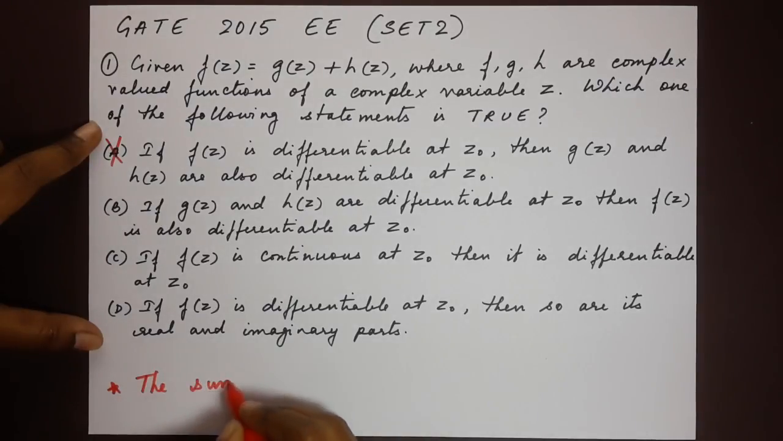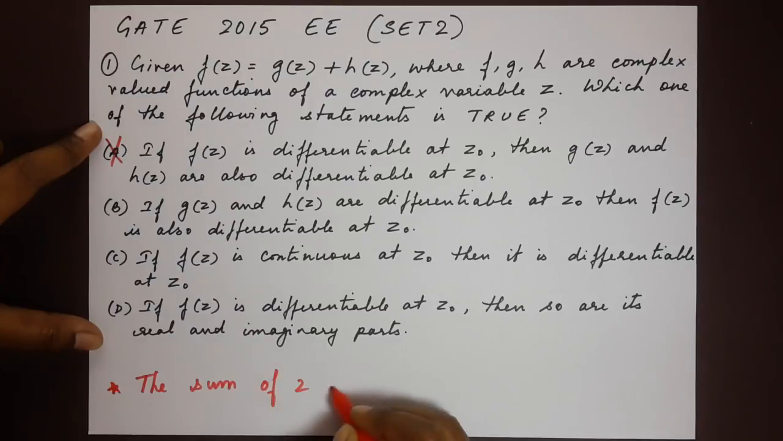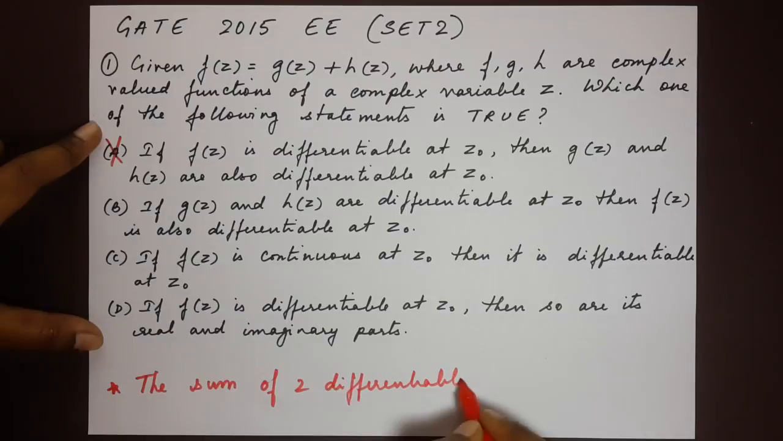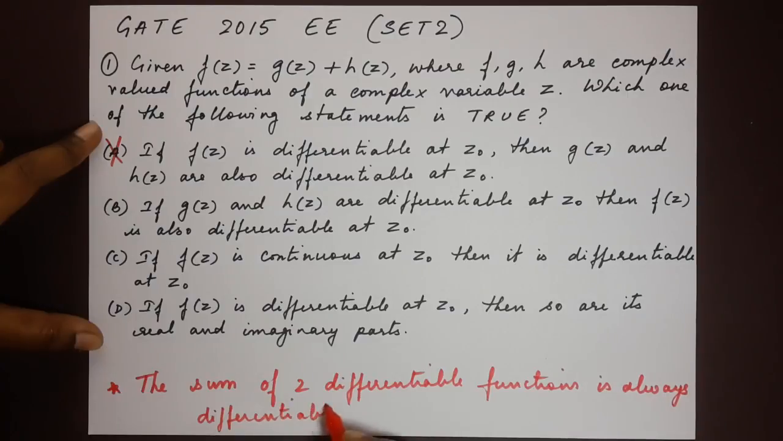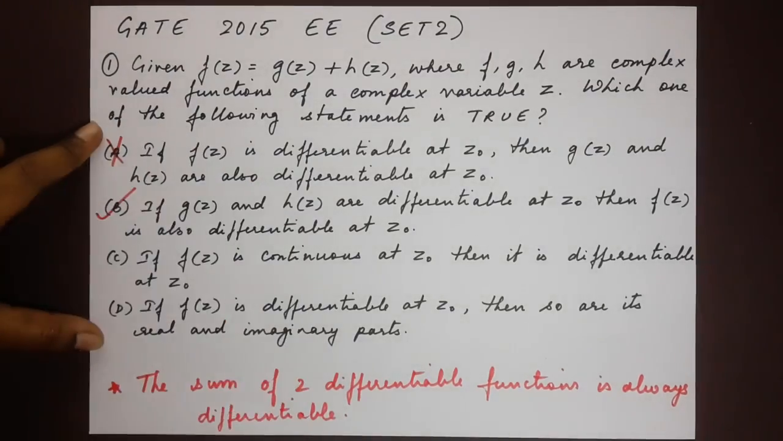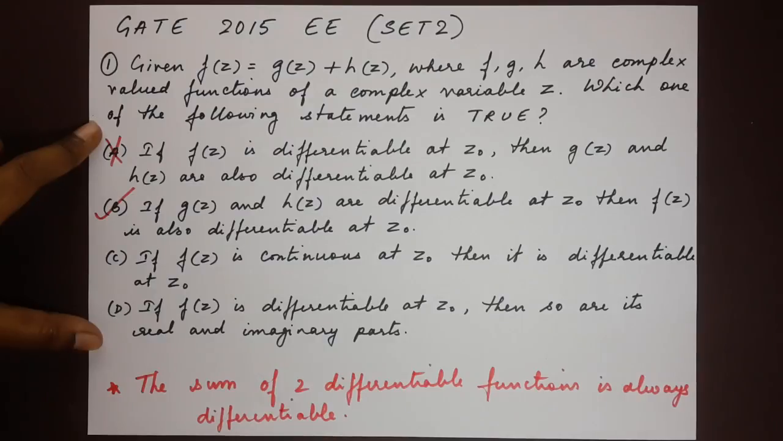The sum of two differentiable functions is always differentiable. So B is the right answer. But let's analyze C and D as well.